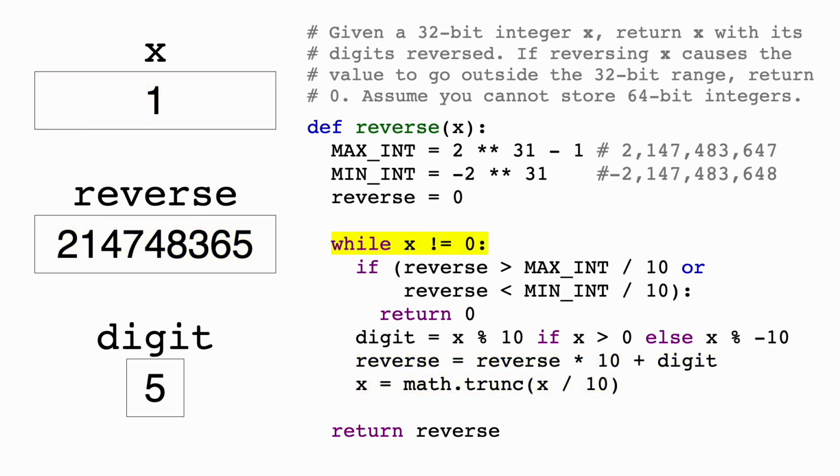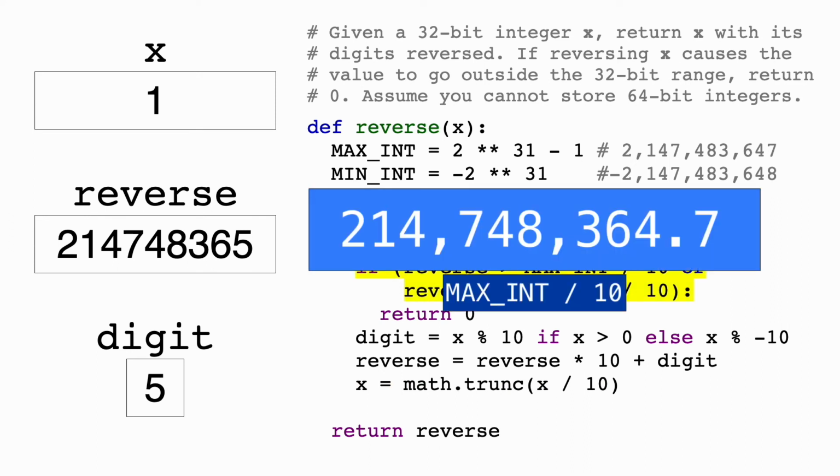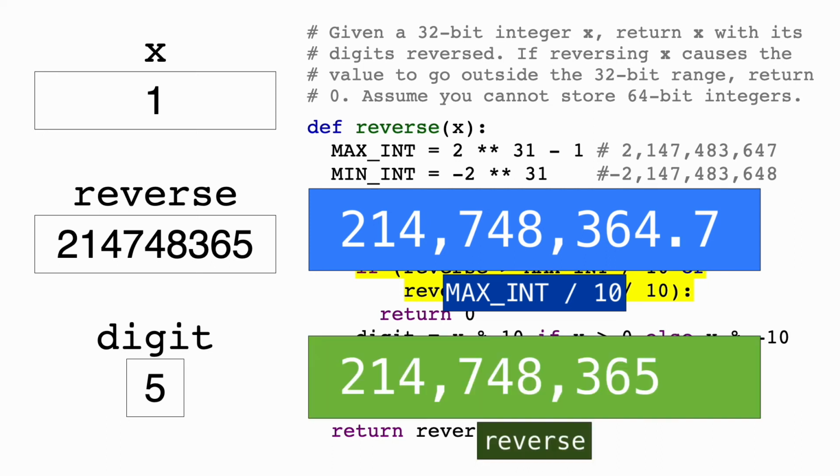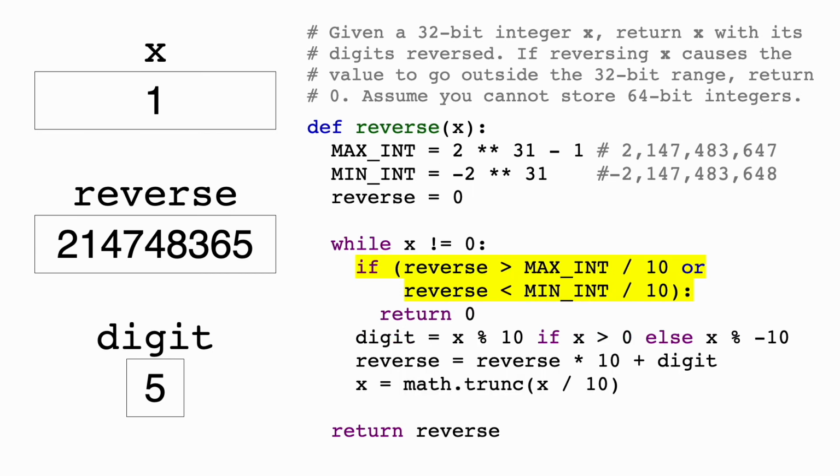Now on the final iteration, when we check this condition, max int divided by 10 is 214,748,364.7. But reverse is 214,748,365. So this condition is true. So that means that if we added one more digit to reverse, it would result in overflow and be greater than max int. So we'll stop here and just return 0, which means that reversing x is not possible because it results in overflow.